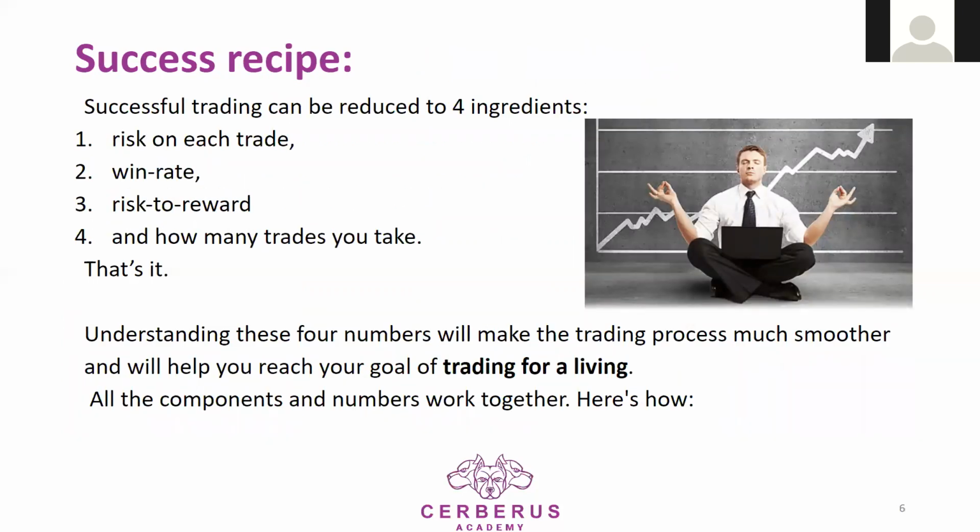We need only to calculate 4 different factors, okay? In order to have successful trading, we have to take care of the risk on each trade, the win rate, the risk to reward, and how many trades you take per month or per day or per whatever. That's it. We have just 4 numbers. If we understand these 4 numbers, everything will be simpler and smoother, okay?